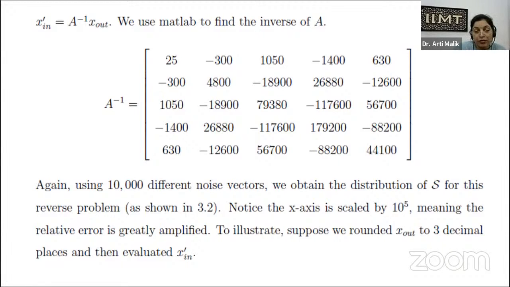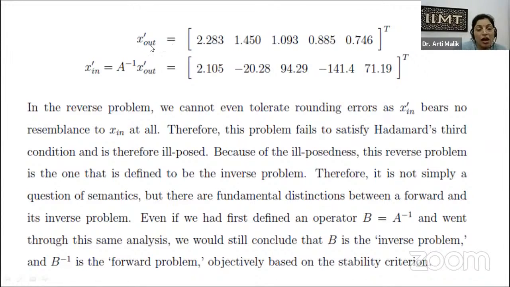To evaluate, suppose we round output y to 3 decimal places and then evaluate input x dash. Then we get y dash equal to the transpose of this matrix, and x dash is equal to A inverse y dash, the transpose of this matrix. In the reverse problem, we cannot even tolerate rounding error, as x dash bears no resemblance to input x at all. Therefore, this problem fails to satisfy the Hadamard third condition and is therefore ill-posed.